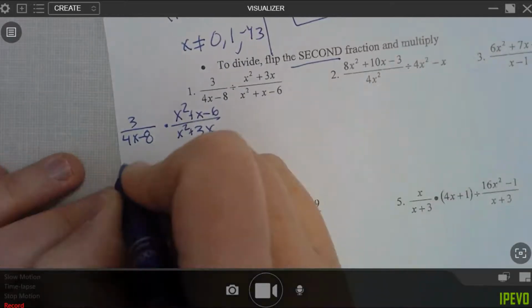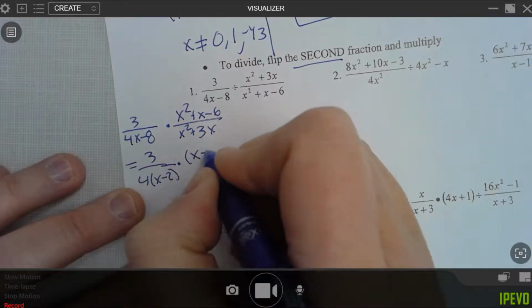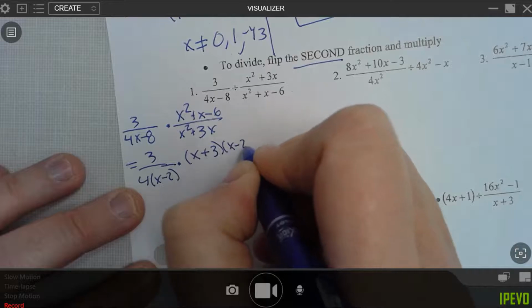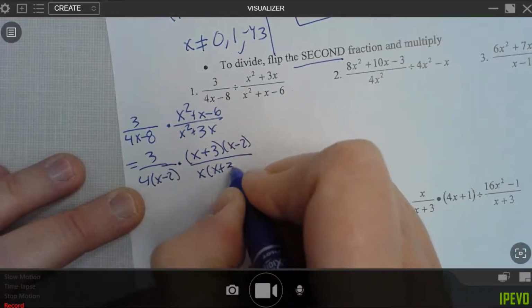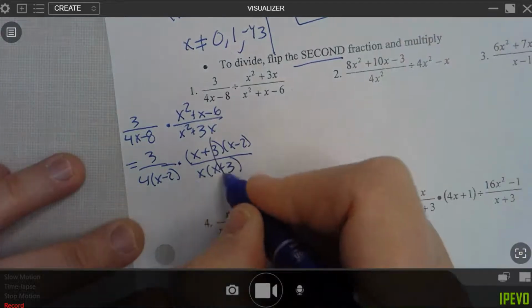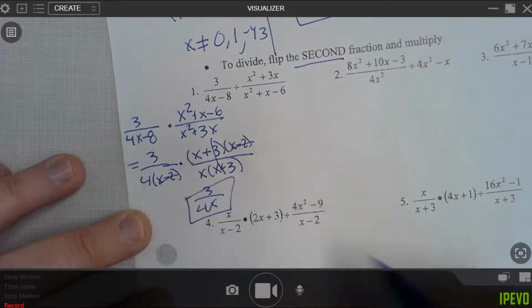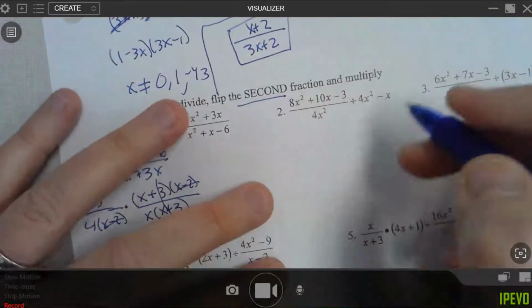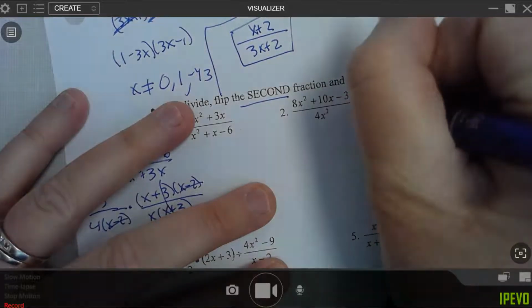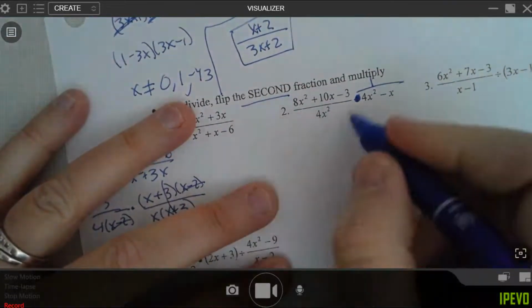So then this equals, take out a 4, factor this, let's see, a positive 3 and a negative 2. This, take out your GCF of an x. Start canceling, those cancel, that cancel, so I have a 3 over a 4x as my answer. So you got to flip your second fraction here. So this just becomes 1 over that. And then we're going to start factoring this.